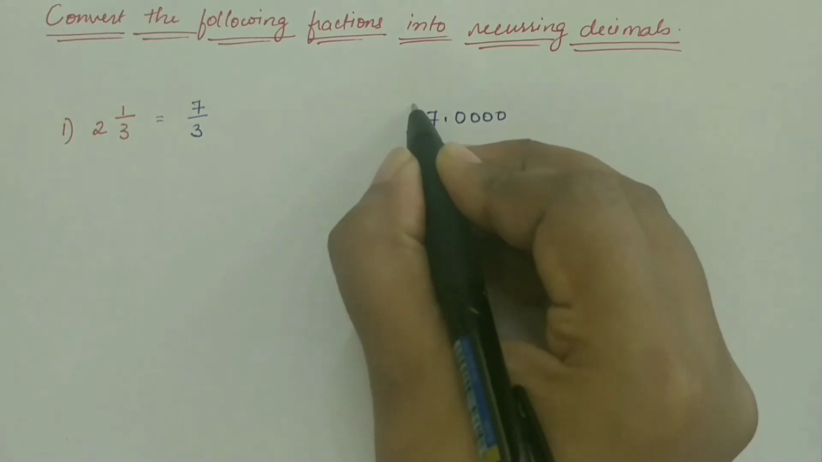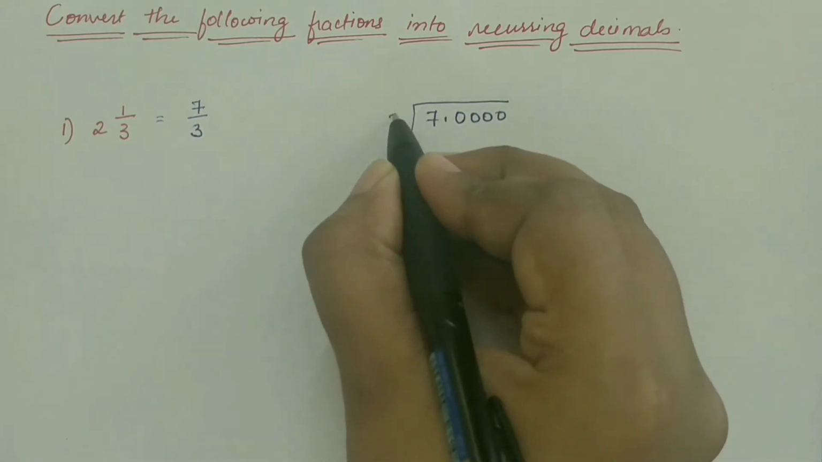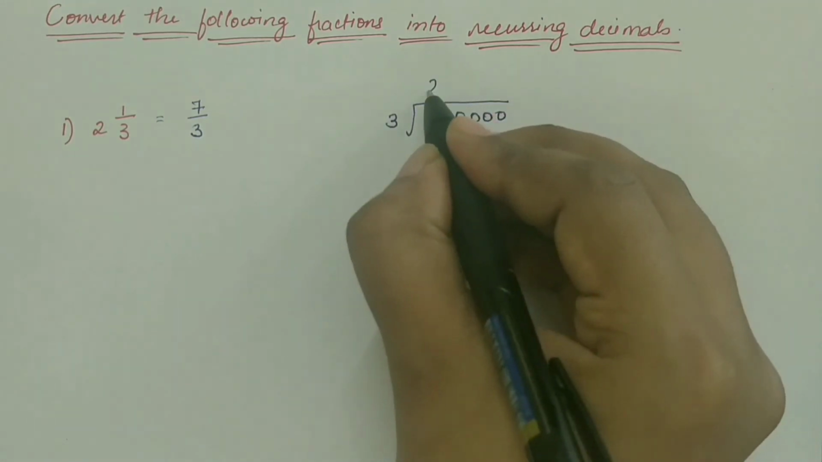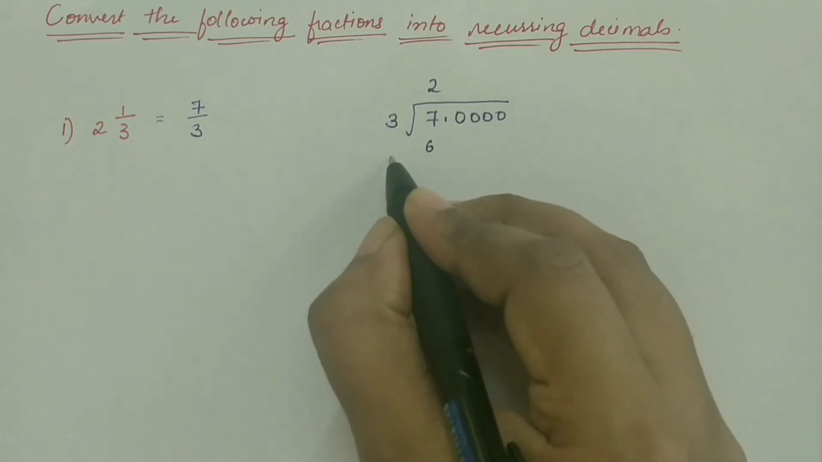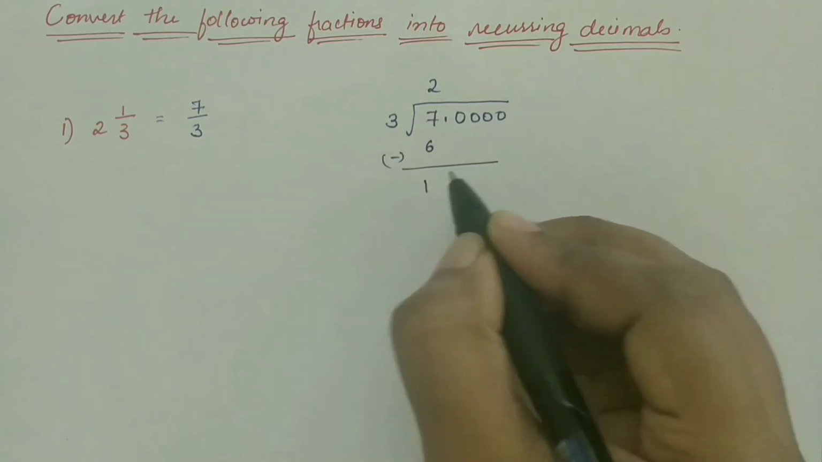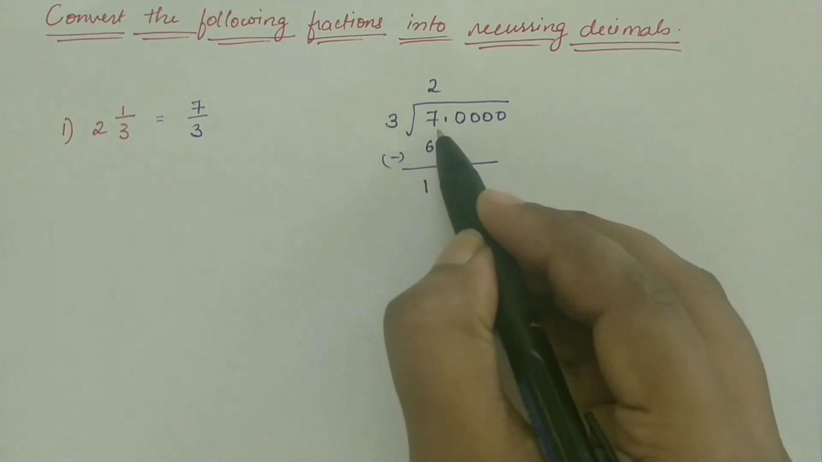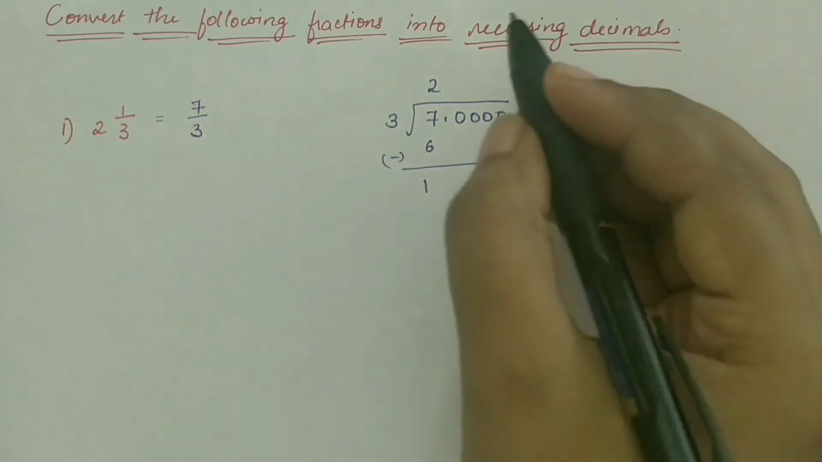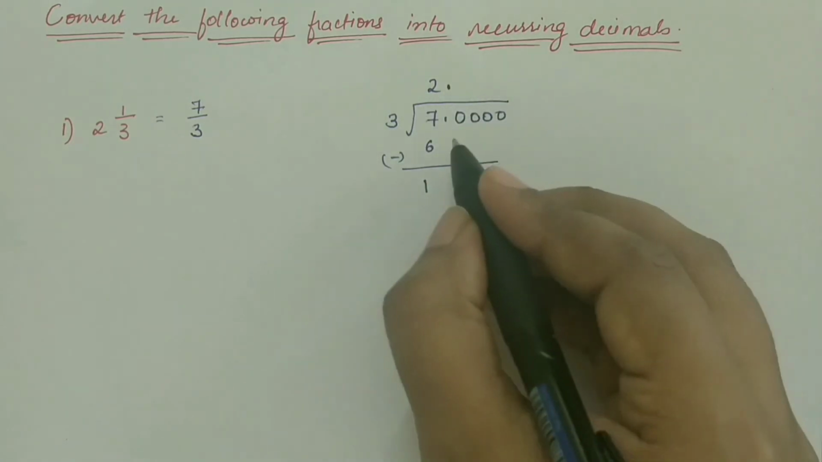7.0000 divided by 3. 3 × 2 = 6, 7 minus 6, 1. Whole number part is completed, so put a decimal point and bring down 0.